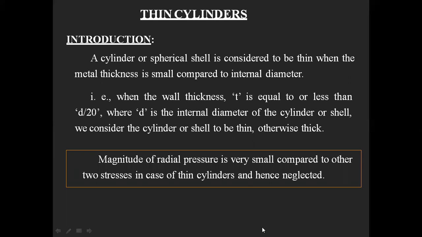Let me show you here. T is equal to or less than D by 20, where D is the internal diameter of the cylinder or shell, which we consider to be thin. Otherwise, it is going to be considered a thick one. Like this.